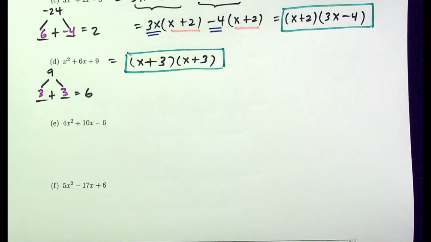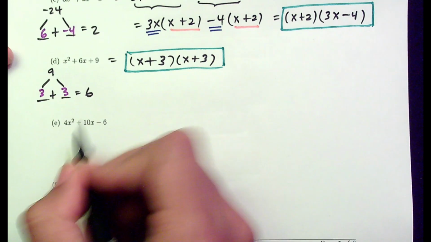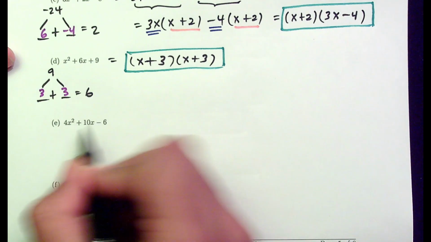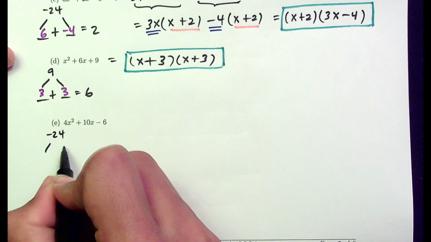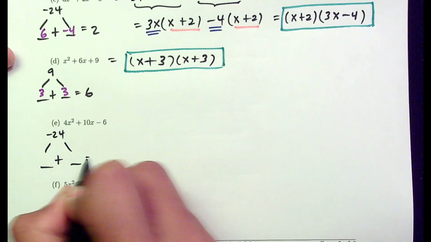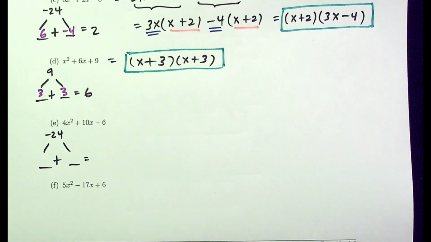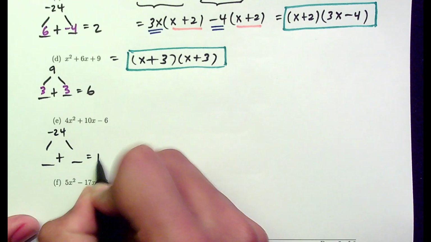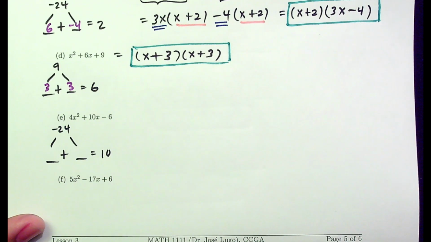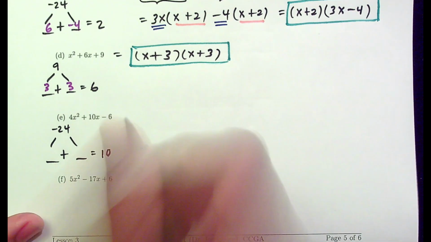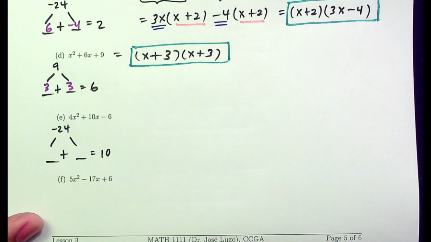Okay, the ones that don't have a 1 as a leading coefficient are the ones that require a little bit more work. Okay, now let's do this one. 4 times negative 6 is negative 24. Write that down. Think of two numbers. When you multiply them, you get negative 24. When you add them, you get 10. What could that be?